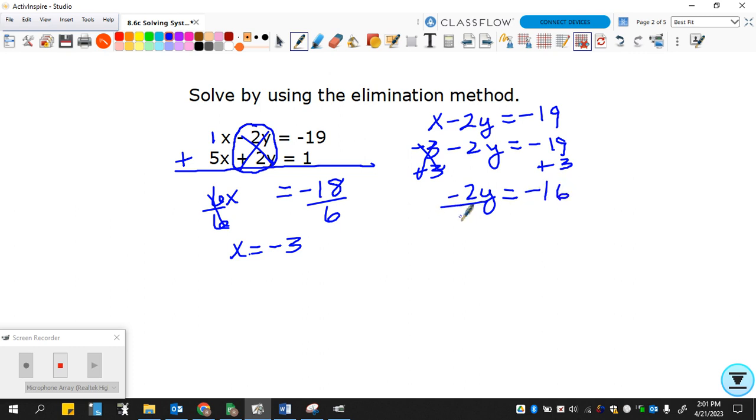Divide both sides by negative 2. And we find that our y value is, negative divided by negative is a positive, 16 divided by 2 is 8. So y is equal to 8. x is equal to negative 3. So as an ordered pair, we will write that as negative 3, comma 8.